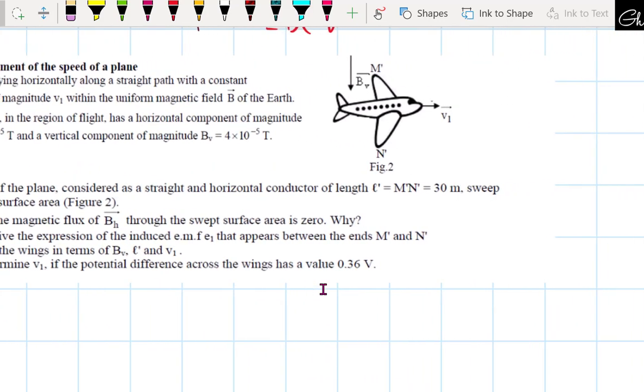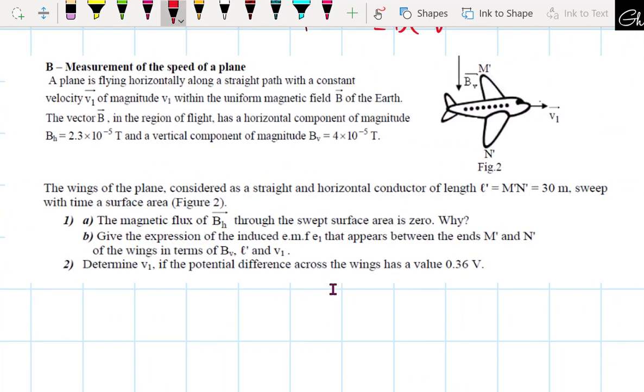So as if we have the same old circuit, and as if we have a rod, it's similar to the rod. Here the names of these points are M and N prime, and we know the length of them. They sweep a surface area with time, so the area is changing here. Part 1a, they said that the magnetic flux of BH, so BH will create a magnetic flux through the swept surface area is 0.